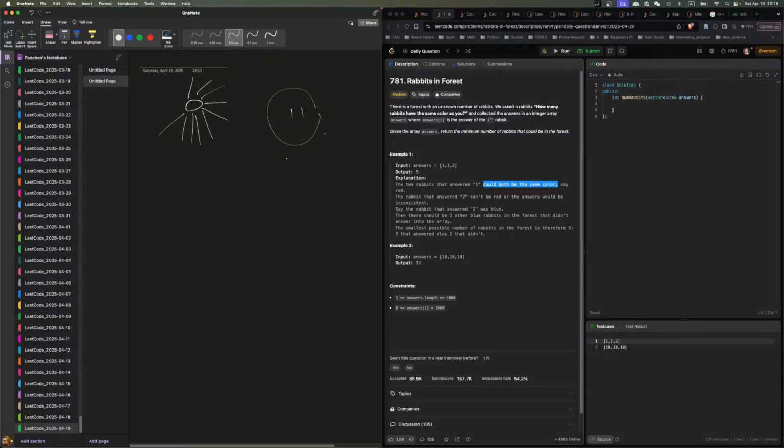Now my question is, would there be a scenario where the answer, the length, is smaller than 1000? So here's my question. Okay, so I want to test this out.